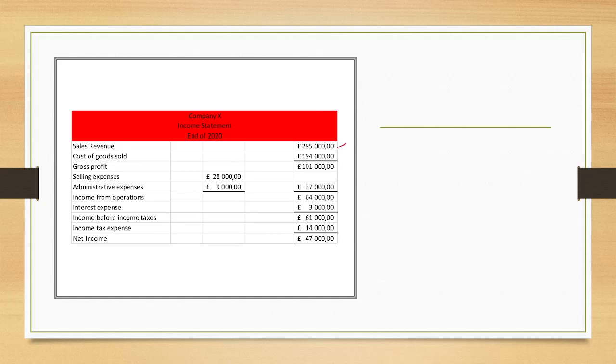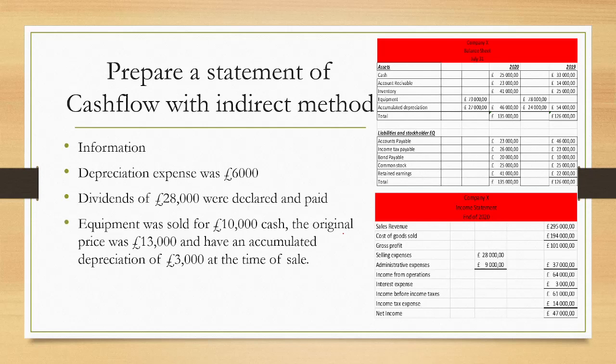But revenue is essential, important, and the most crucial one is net income, because we're doing a statement of cash flow and that's what we need. So net income, sales revenue. And this is the question: prepare a statement of cash flow with the indirect method. All right, let's do that.